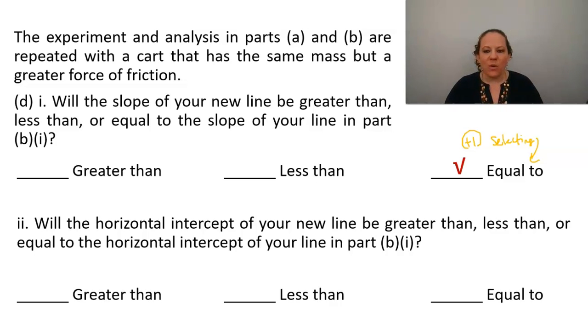And then, will the horizontal intercept of your new line be greater than, less than, or equal to the horizontal intercept of your line in part B1? Well, we have a greater force of friction. So when our cart has an acceleration of 0, we're going to need a bigger force pulling on it. So a bigger pulling force to balance out that frictional force. So that means that we're going to have a greater horizontal intercept, because that horizontal intercept was the force of friction. And our point here is going to be for selecting greater than.